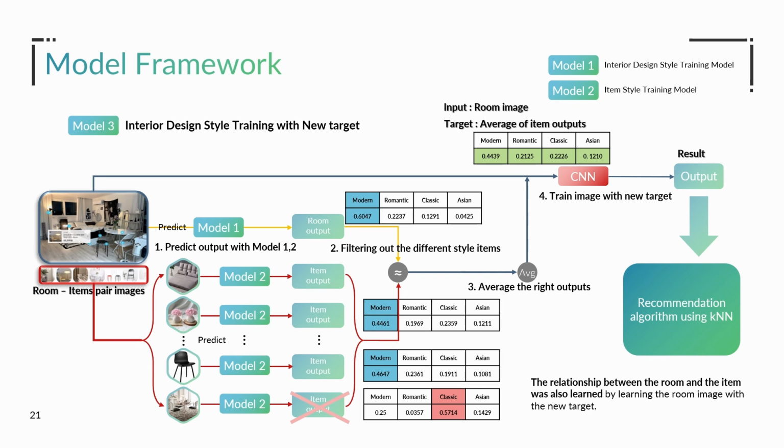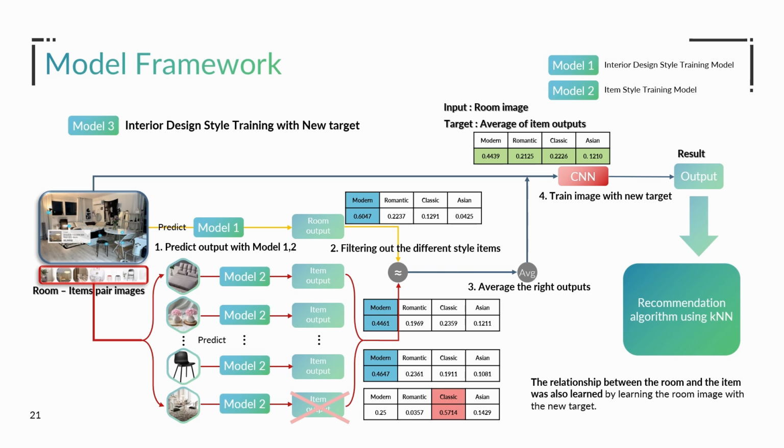So we made the final third model. At first glance, the framework may seem complicated, but it is not at all. The input is room-items pair image data, and both Model 1 and Model 2 mentioned above are used. First, the room image is predicted by Model 1 and the item images are predicted by Model 2, respectively.